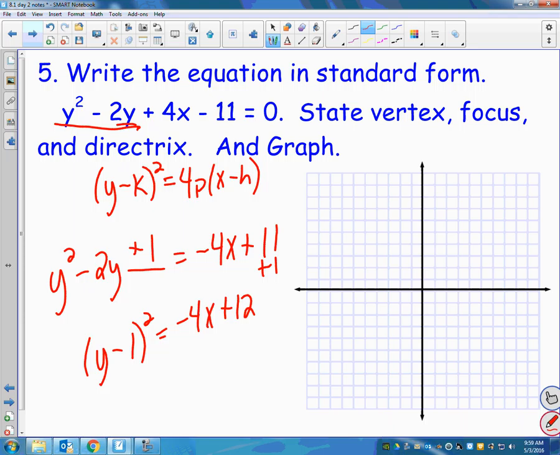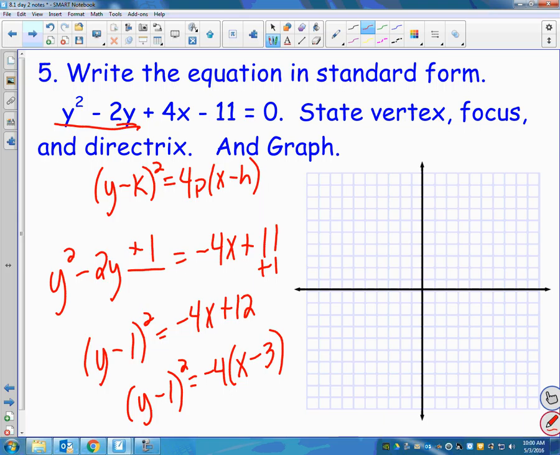Does that look like this? Close. This side should have parentheses, right? You always have to have x minus h, even if there's just a 1 in front. So you want to factor out any common factor here, right? That's going to give you your 4p. So if I factor out negative 4, that would make that x minus 3. So you always want to make sure you factor out any common factor that's there. Now that looks like my form of the equation.